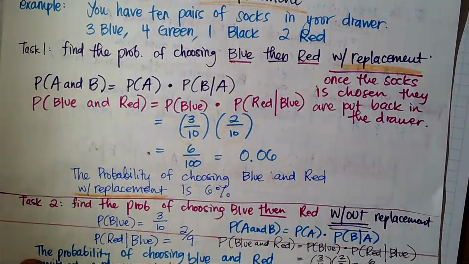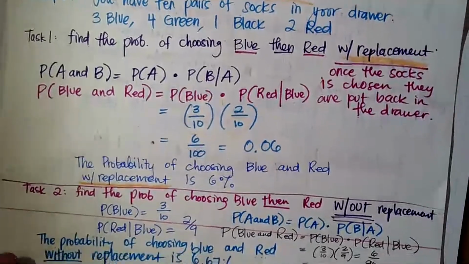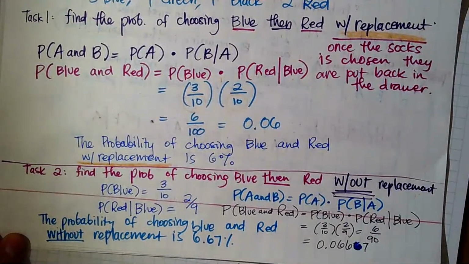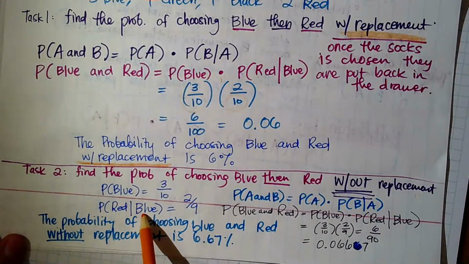So again, the probability of blue first, blue happens first, right? So 3 out of 10, awesome. Remember, that sock that I chose in the first trial is no longer placed back into this drawer. So now how many socks do I have in the drawer? I now have 9 socks. So what's the probability of me choosing red after I chose my first blue?